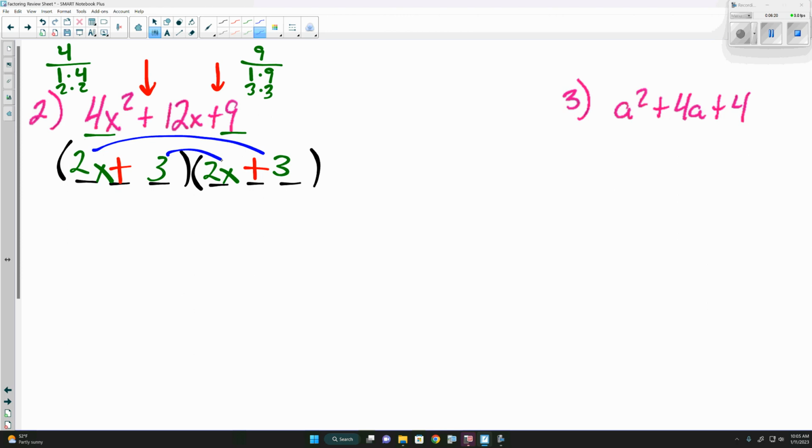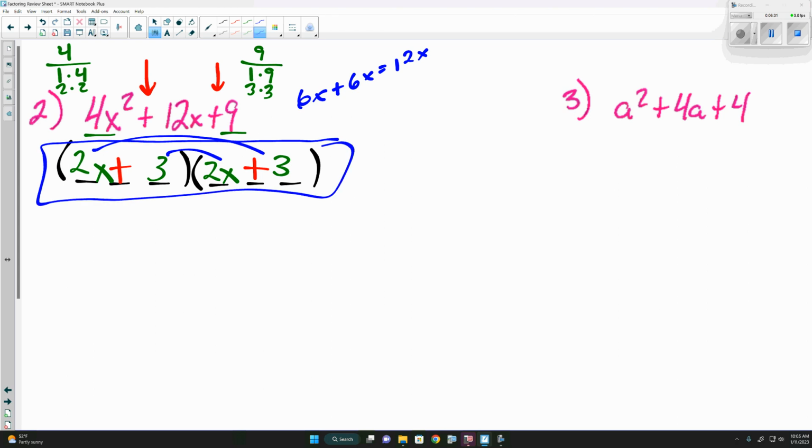2x times 3 is positive. 3 times 2x is positive 6x, so plus 6x. 12x, that's the middle term we wanted. Since it is the exact same term, we can say 2x plus 3 squared. I'll take either one. They are the same thing. For the other example 2, the one we did before, we wouldn't do that because the signs are opposite.